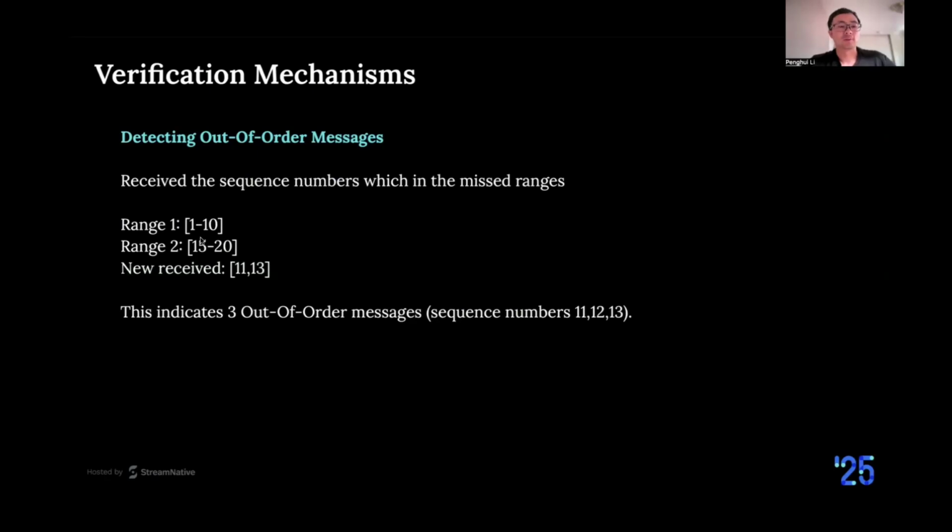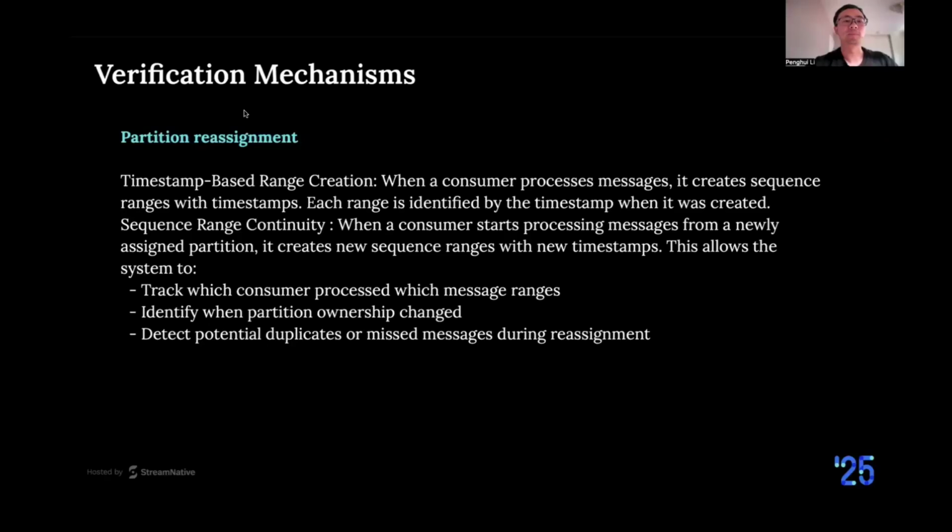But for another example, if you received 1 to 20 and then suddenly received 11 to 13, that just means duplicated messages. So it can be a little confusing when detecting duplicated messages and out-of-order messages. There's a tricky part we resolved in this system, which is partition reassignment.